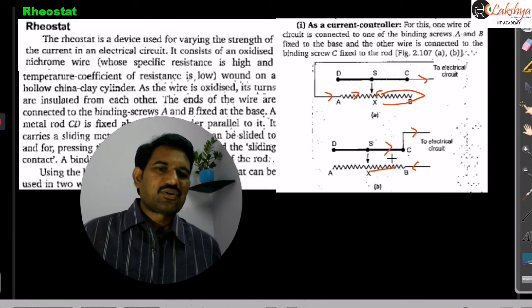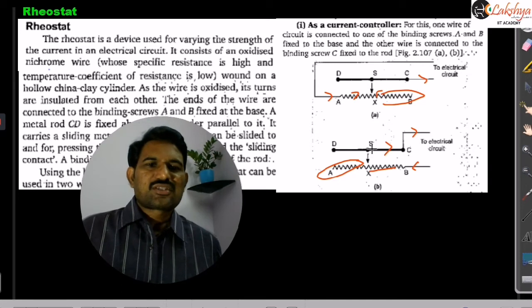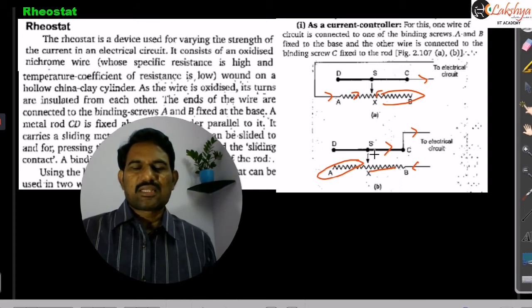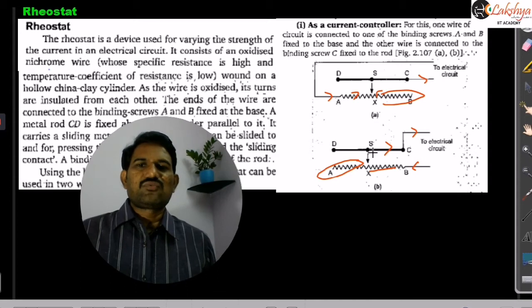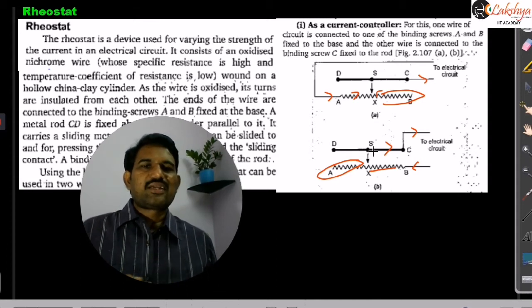Now in this part AX there is no current, right? So either way you can connect there. Just by moving this sliding contact, we can adjust the resistance in that circuit. If you are adjusting the resistance, then automatically the current in that circuit will change, right? So we can adjust the resistance with the sliding contact so that we can put any current in that circuit. Like that we can control the current in that circuit, right?